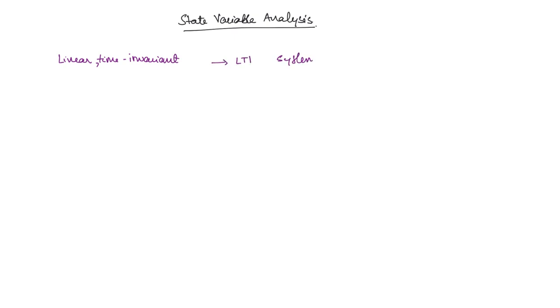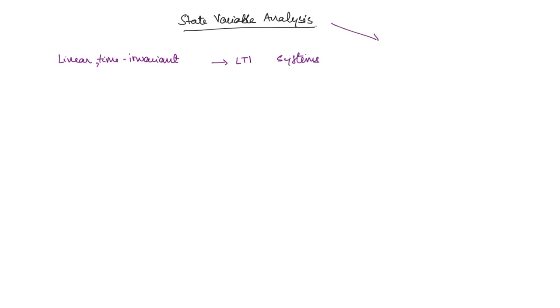Now we are going to start with the new chapter, state variable analysis. So what is state variable analysis and what are its advantages as compared to the classical model? That all we will discuss one by one. Whatever methods that we discussed till now, frequency domain and time domain methods, these are all applicable to linear time invariant systems. Linear and time invariant, this we abbreviate as LTI. So all of the methods that we have discussed are applicable only for linear time invariant systems.